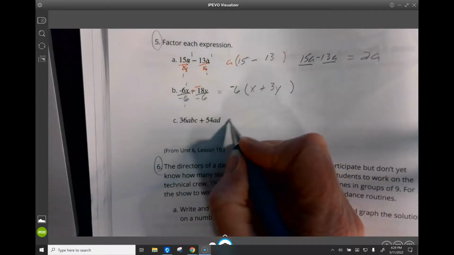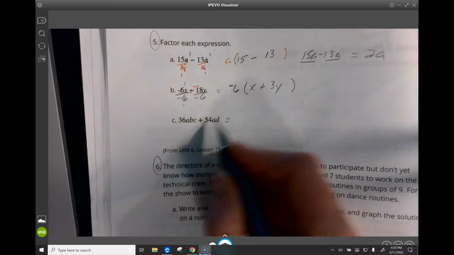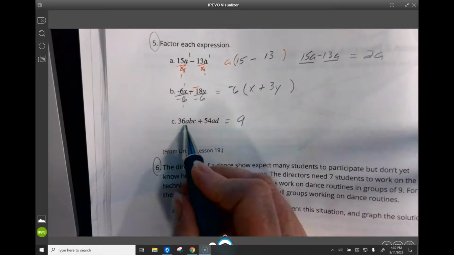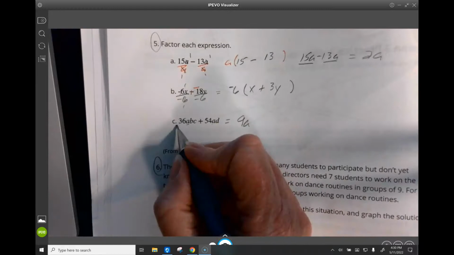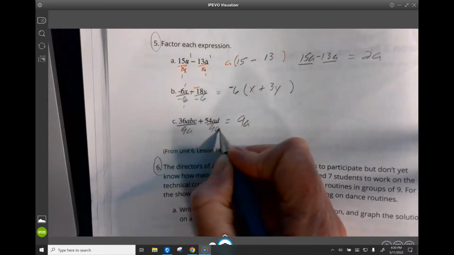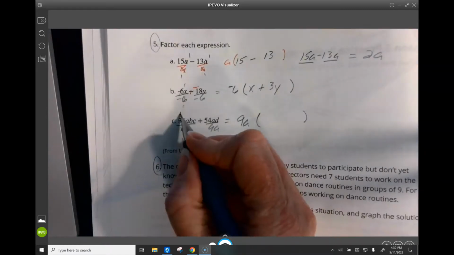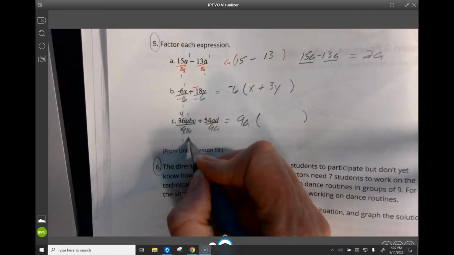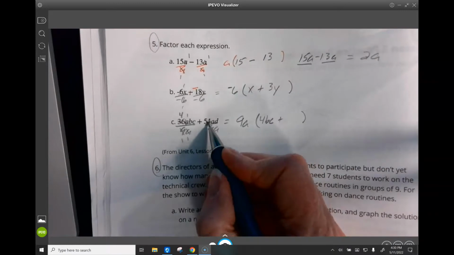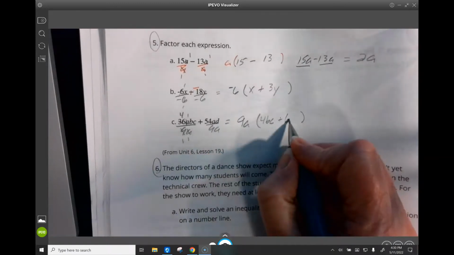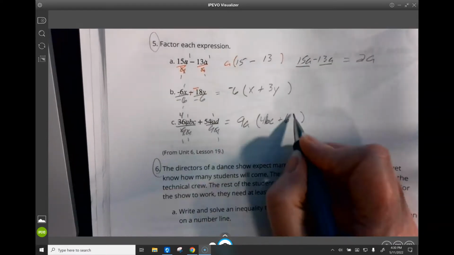Good. Look at C. Okay, 36 and 54, what can they both be divided by? 9. Nice job. Now then, A, B, C, and D, do they have a letter the same? I sure do, that A. I'm going to take that out. So I'm going to divide both of these by 9A. So my 9 goes into 36 4 times. My A's cancel to 1, so I have a 4BC. 54 divided by 9. That's right, it's 6. This is a B. Now my A's divide to 1, so I have a D left.